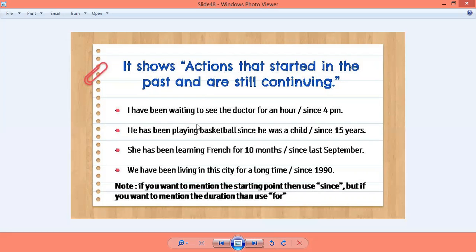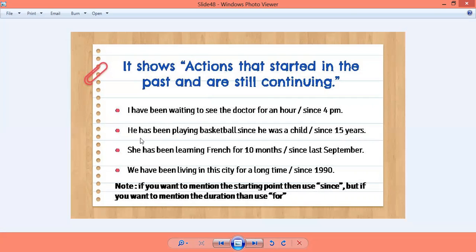मैं इतने घंटे से या फिर मैं 4 बजे से डॉक्टर का इंतजार कर रही हूँ और डॉक्टर अभी भी नहीं आया, मैं अभी भी इंतजार कर रही हूँ. The wait is ongoing. जब भी हम कोई एक्शन दिखा रहे कि इतने बजे से या फिर इतने टाइम से शुरू है और अभी भी चल रही है, then that is supposed to be under present perfect continuous. हमें आगे have, has और been लगाना ही पड़ेगा.